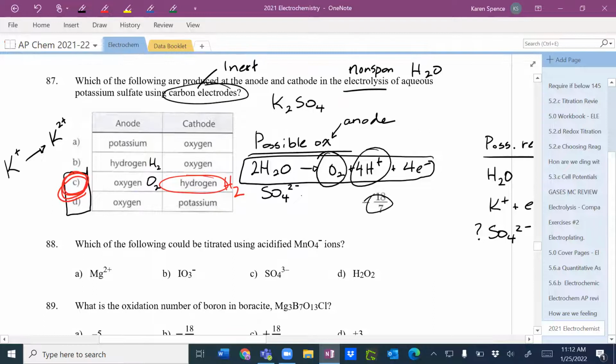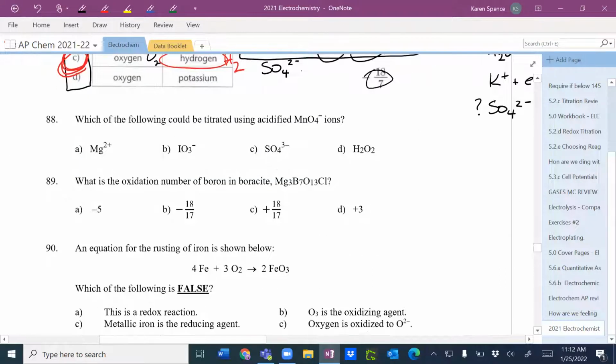Okay, that was better than 86. Whew. Which of the following could be titrated using acidified permanganate ions? In this case, we do have that extra H. So we want something that will react spontaneously, because if it doesn't react spontaneously, it's not like we're going to be dripping things out of our burette and hooking it up to a power supply. That just doesn't make any sense, right? So this has to be spontaneous.